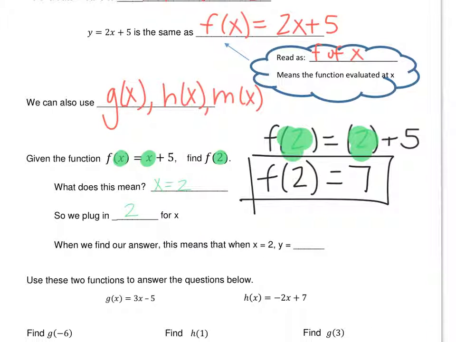And what we've found is that when x is 2, according to this function right here, remember f of x is the same thing as y, so when x is 2, y is 7. And that's going to be a point on our graph. Now we're not graphing today, but that's really what that means.